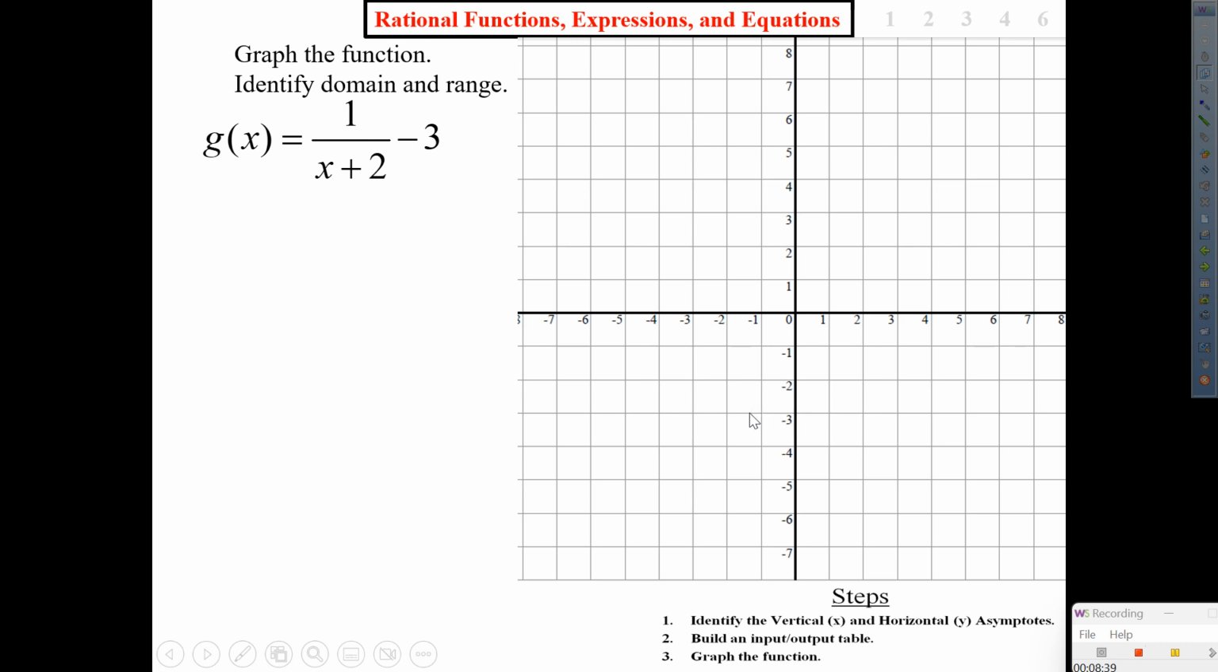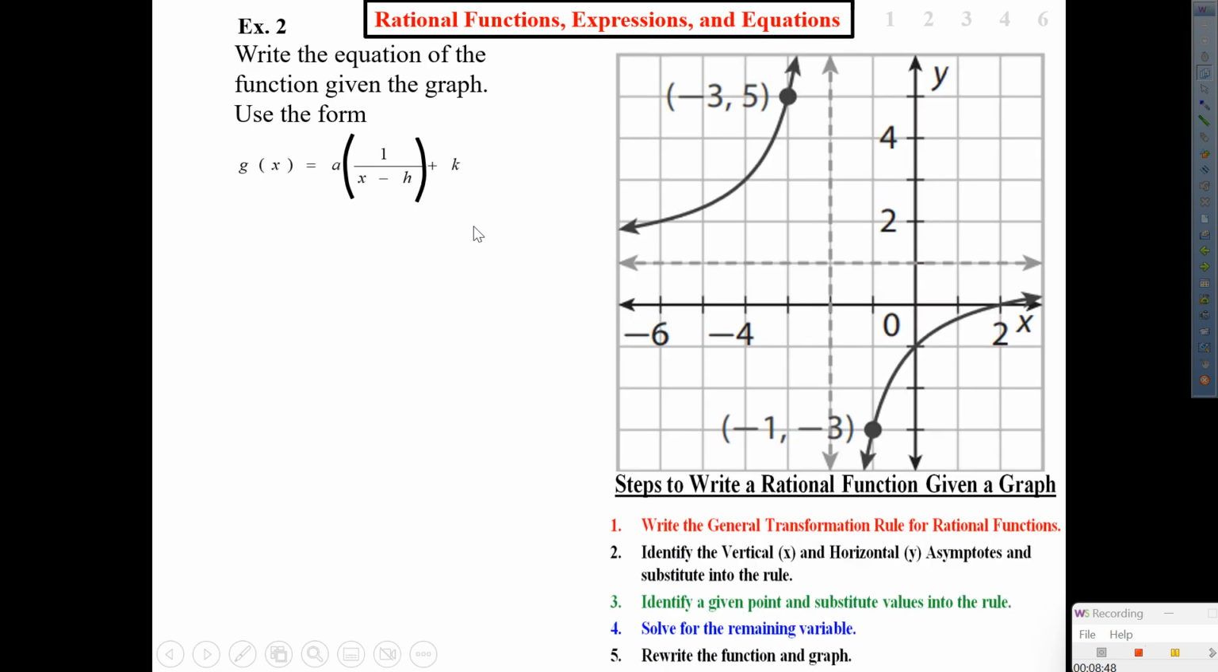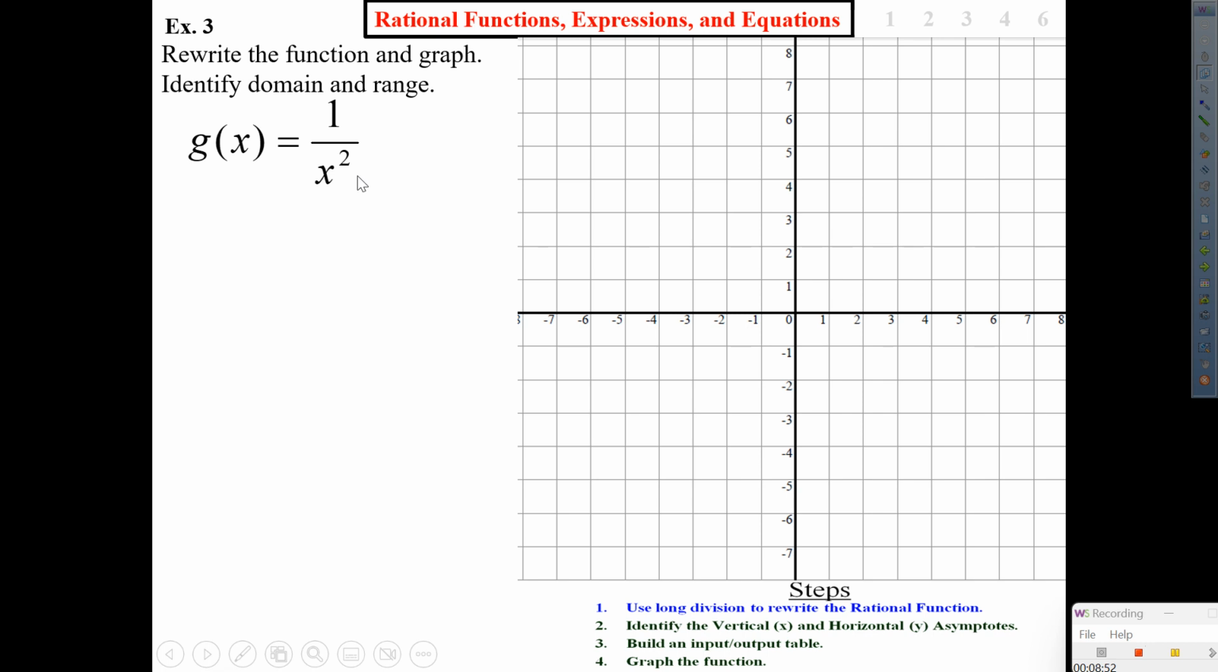So from there we talked about this. We graphed. Now I gave you guys some of these. And what do we do here before we graph? We need to do long division. Is that correct? Because we have an expression on a numerator instead of a 1. We talked about writing them, given a graph. Then we got to these with the squared on the denominator. We also did some of those. We wrote them and graphed them.